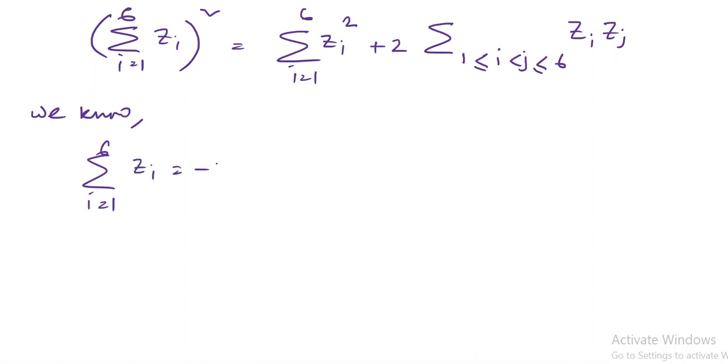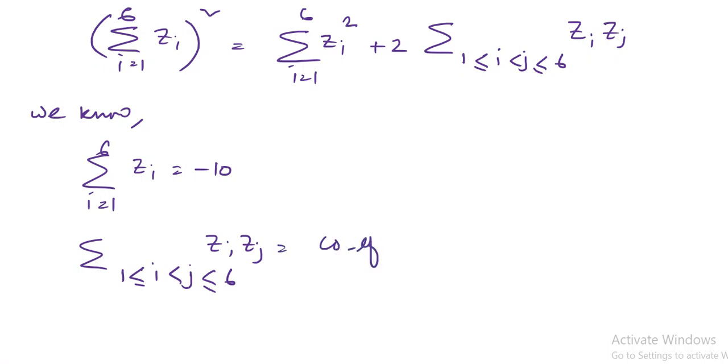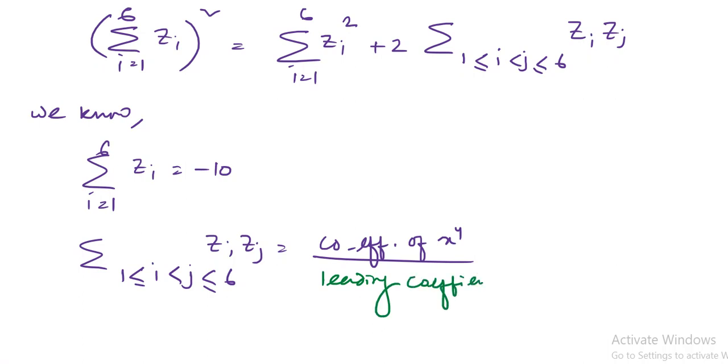zi equals minus 10, and summation of 1 ≤ i < j ≤ 6 zi zj equals coefficient of x to the power 4 divided by leading coefficient. What is the leading coefficient here? Coefficient of x to the power 4 by leading coefficient, that means the result is 11.